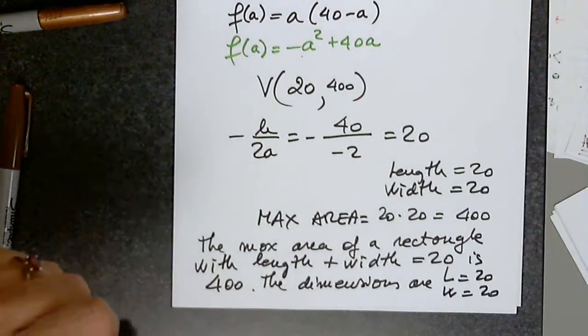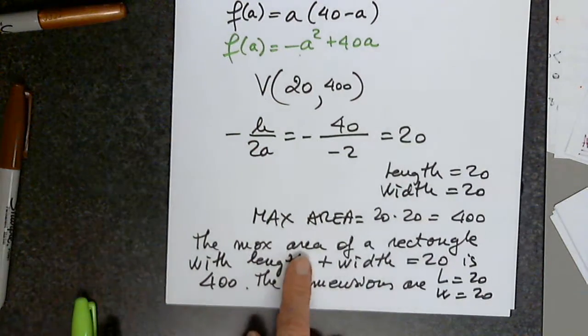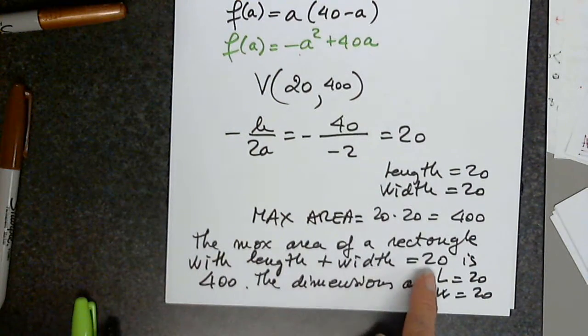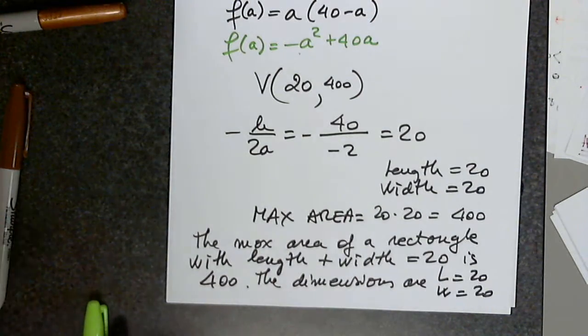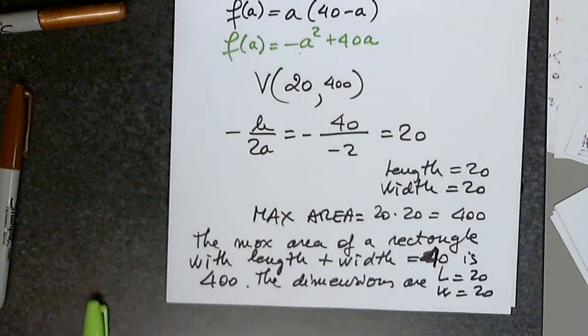So in conclusion, the rectangle with the maximum area is actually a square. So the maximum area of a rectangle with length plus width equals 40 is 400. That was the condition given to us. The dimensions are length 20, width 20. Okay, let's look at one more word problem and then we'll go back and graph some more functions.